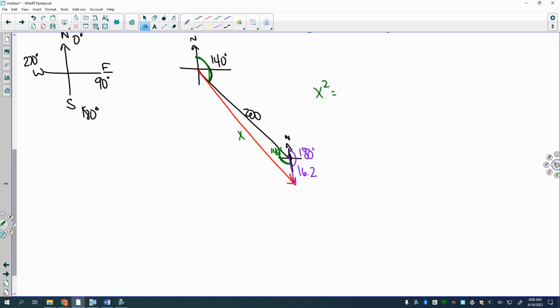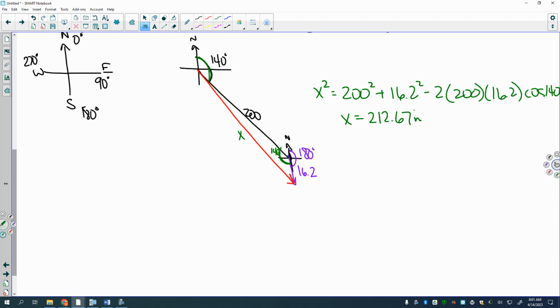And I'm going to use x squared is equal to, and I'm going to go with 200 squared plus 16.2 squared, and just use all of that and plug that in and use the law of cosines. It's easiest to do that way, less kind of work. It's something we already know and I've already worked with. And I punch it into my calculator, and I get 212.67 miles per hour.